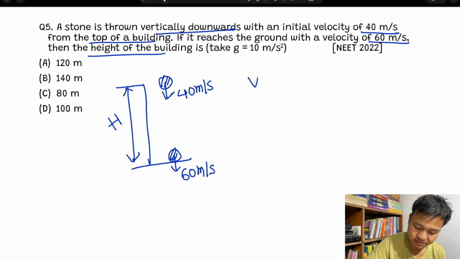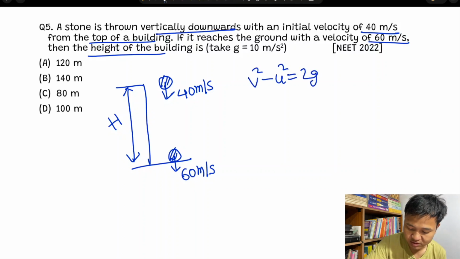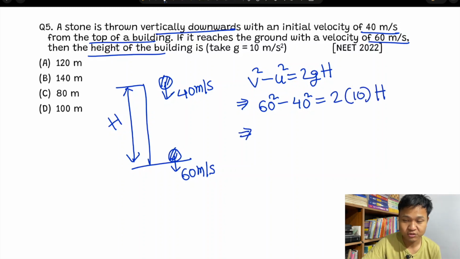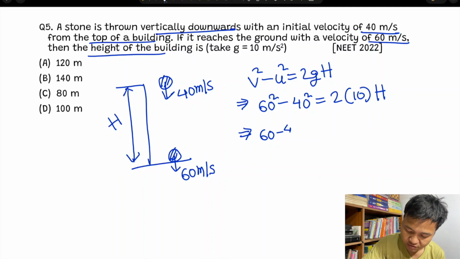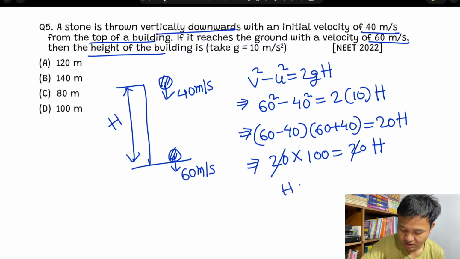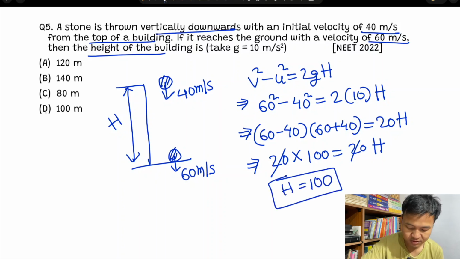So simply apply the formula v square minus u square equals twice zh. So 60 square minus 40 square equals 2 into 10 into h. Please don't square it. a square minus b square is a minus b into a plus b. So 60 minus 40 into 60 plus 40. 60 minus 40 is 20, 60 plus 40 is 100, equals 20 into h. 20 gets cancelled out. h is 100. So the answer is 100.